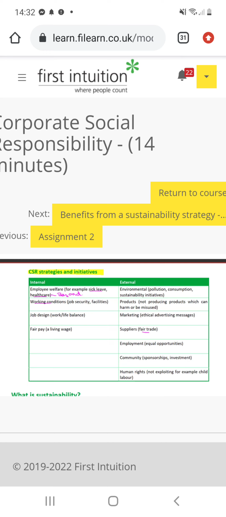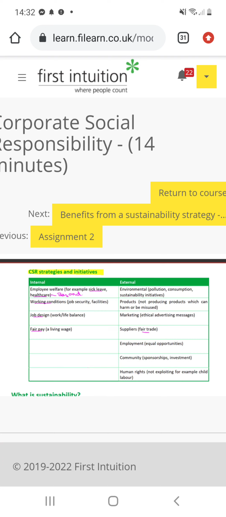Looking at job design in terms of work and life balance, allowing employees to adjust their working practices so they can manage their home life better. And also fair pay, not just paying the minimum wage, but paying a living wage.